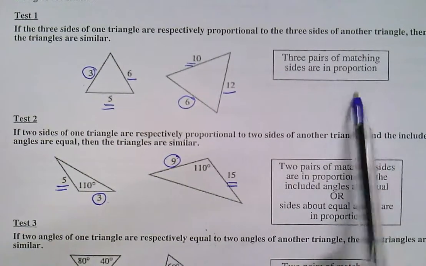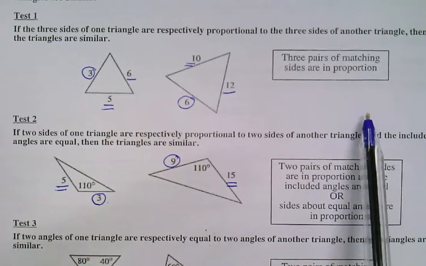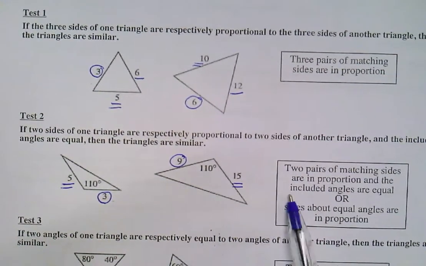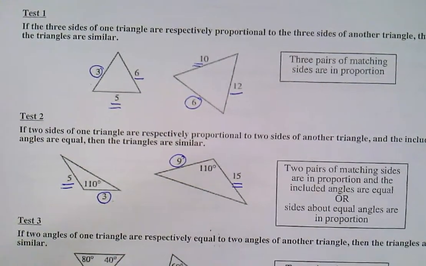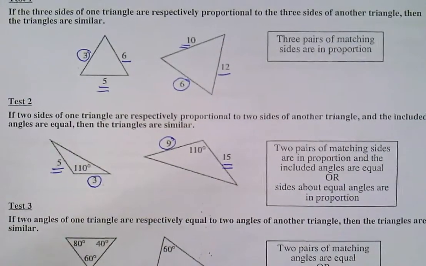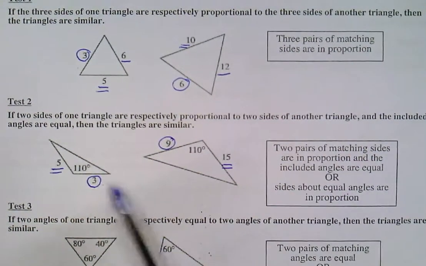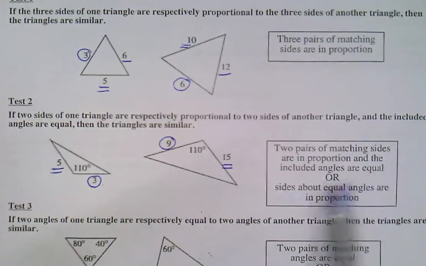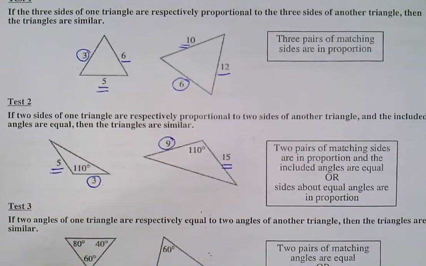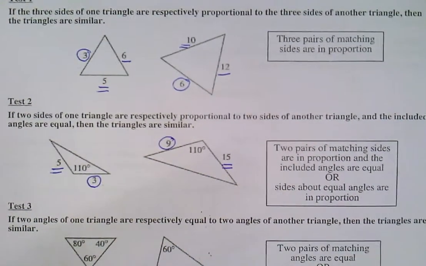So basically, let's just go back. This is like SSS, but we have to say it in words. You got it? This is like SAS, but we have to say it in words. You're not allowed to say SAS because SAS means the angle's the same, yeah, but it means the sides are the same, and they're not. The sides are double, or they're triple, or they're half. So you're not allowed to say SAS. You have to say 2 pairs of matching sides are in the same ratio or in proportion, and the angle between them, the included angle, is equal. Now, this is a quicker way of saying it. Sides about equal angles are in proportion.